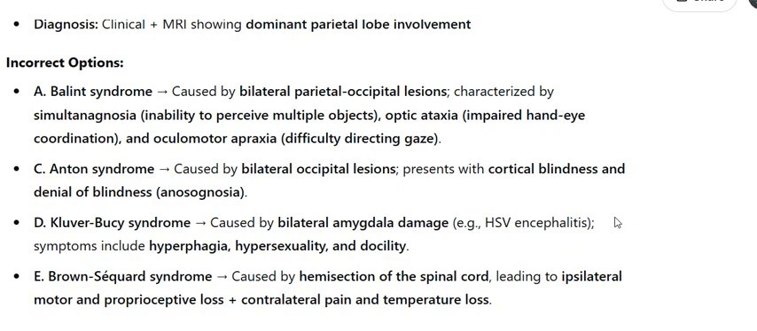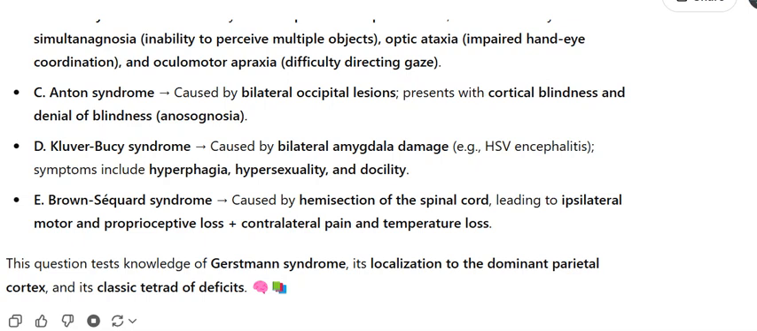This question tests knowledge of Gerstmann syndrome, its localization to the dominant parietal cortex, and its classic tetrad of deficits.